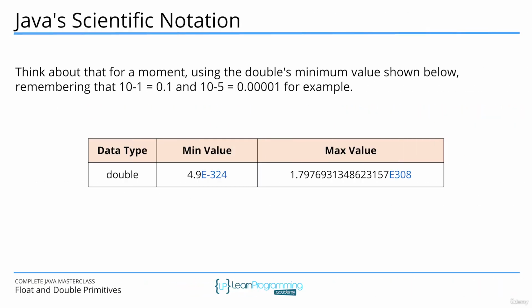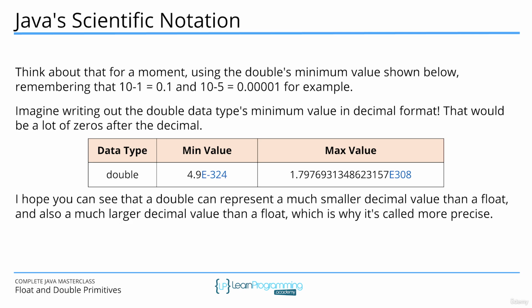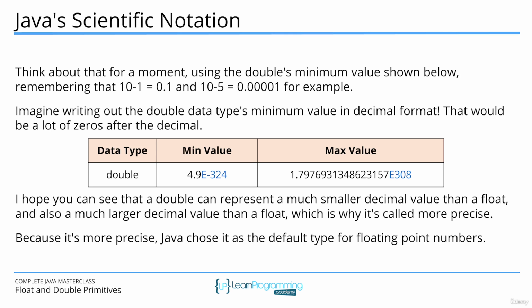Think about that for a moment using the double's minimum value shown below, remembering that 10 to the power of minus 1 equals 0.1 and 10 to the power of minus 5 equals 0.001 for example. Imagine writing out the double data type's minimum value in decimal format. That would be a lot of zeros after the decimal. I hope you can see that a double can represent a much smaller decimal value than a float and also a much larger decimal value than a float, which is why it's called more precise. Because it's more precise, Java chose it as the default type for floating point numbers.